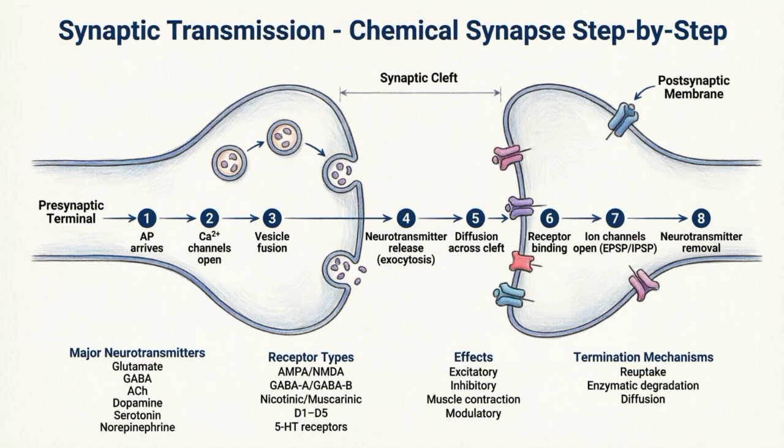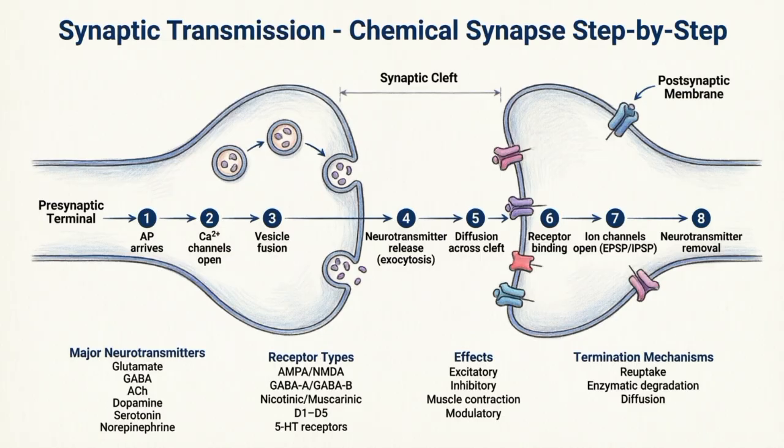Synaptic transmission. This diagram illustrates the 8 critical steps involved in chemical synaptic transmission, the process by which neurons communicate with each other. Step 1. Action potential arrives. An electrical impulse called an action potential travels down the axon and reaches the presynaptic terminal, the endpoint of the sending neuron.